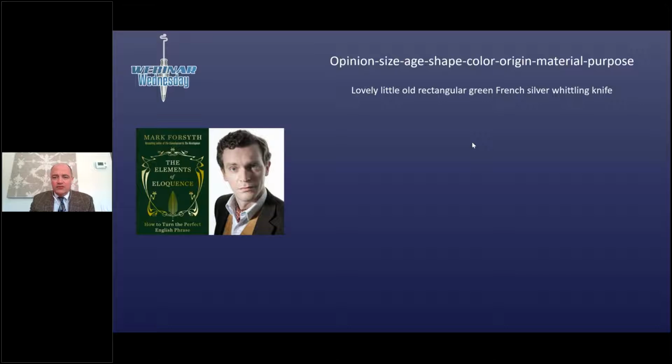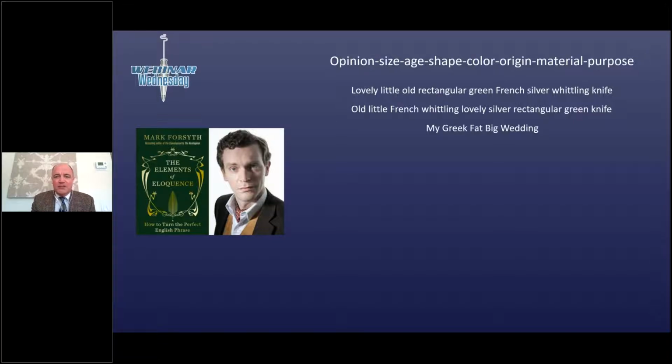The answer to that question is that is the order in which we, without even realizing we're doing it, place adjectives in front of a noun. Which is why I can say lovely little old rectangular green French silver whittling knife. And if you think about it, you can probably visualize what I'm saying. But if I say old little French whittling, lovely silver rectangular green knife, I sound like I'm crazy.